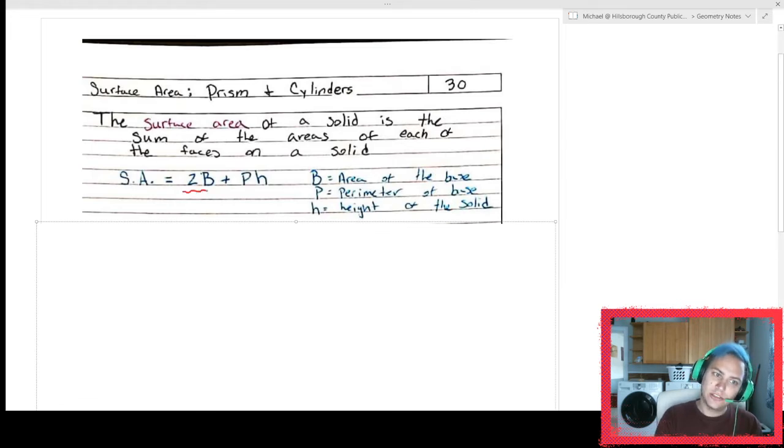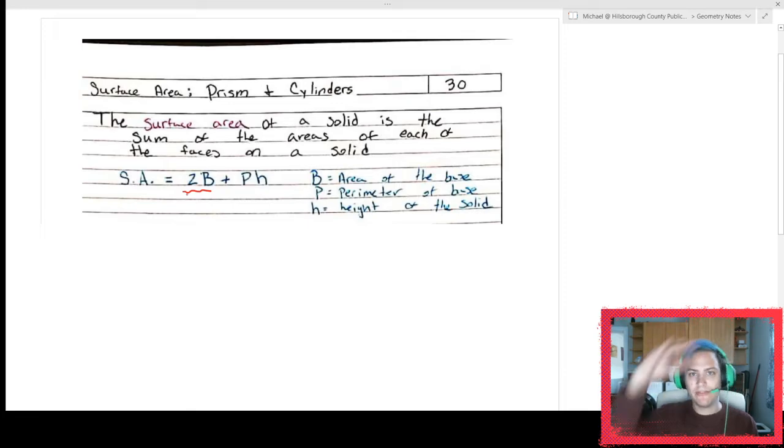that is the 2 bases, right? In a pentagonal prism, you'd have a pentagon on top and a pentagon on the bottom. Those are your 2 bases. So you have 2 area of the bases. You find the area of one base and you multiply it by 2, and that covers both of those.